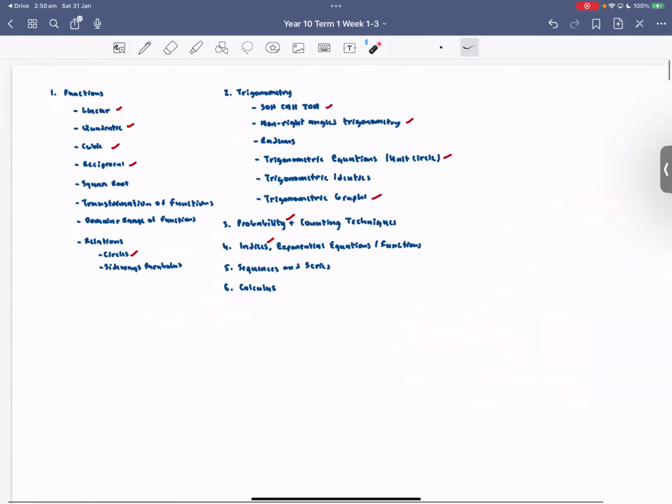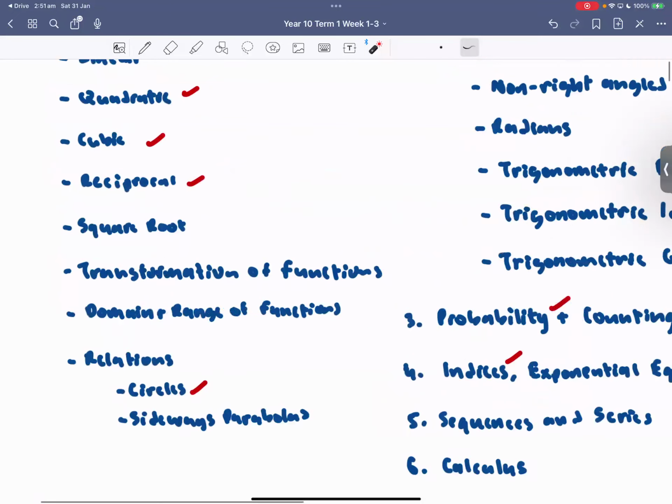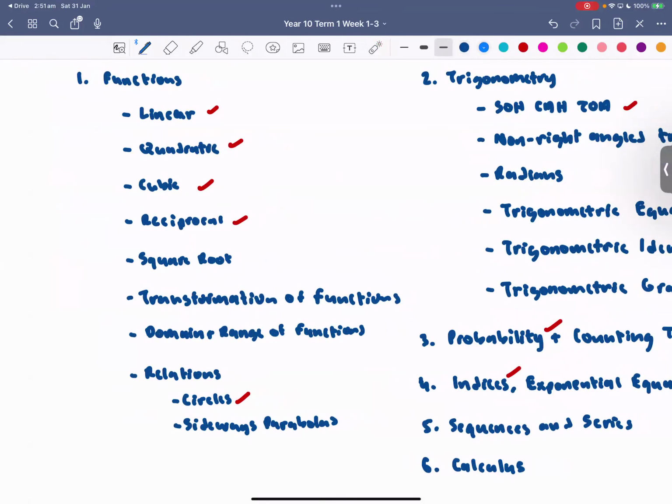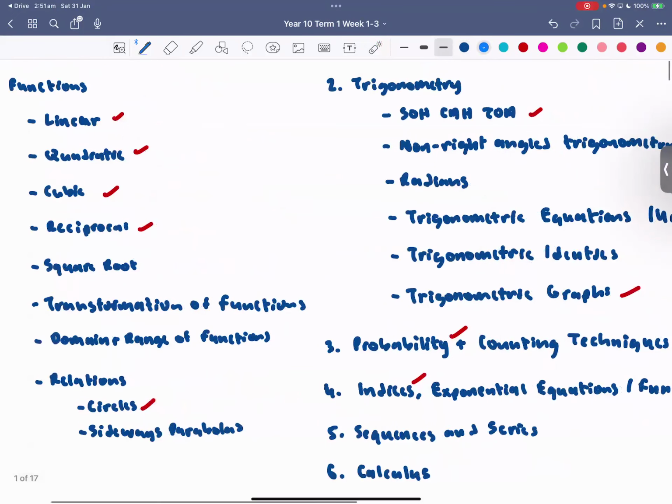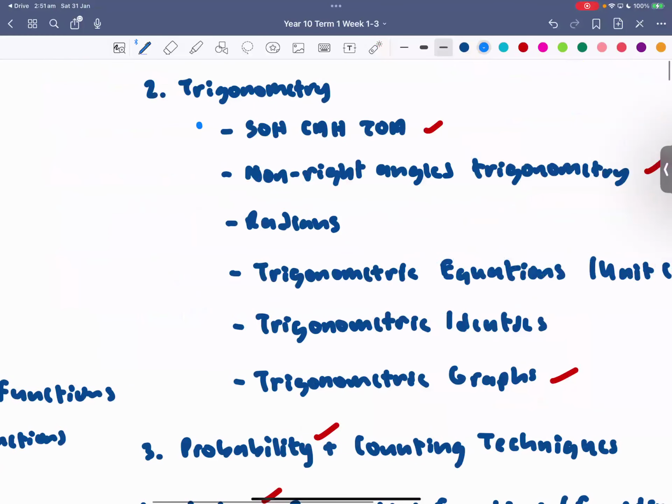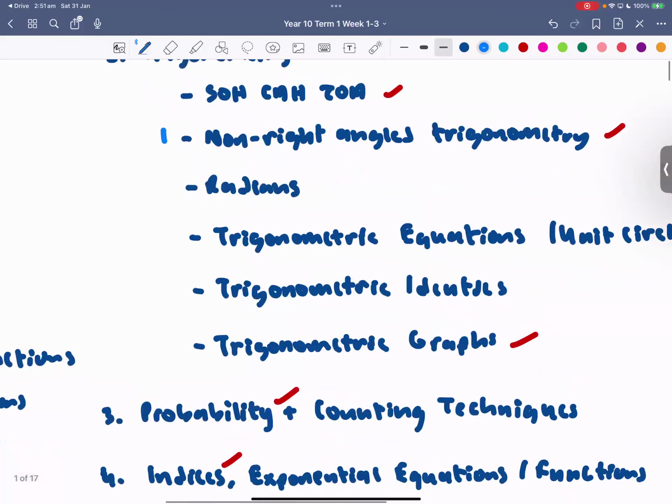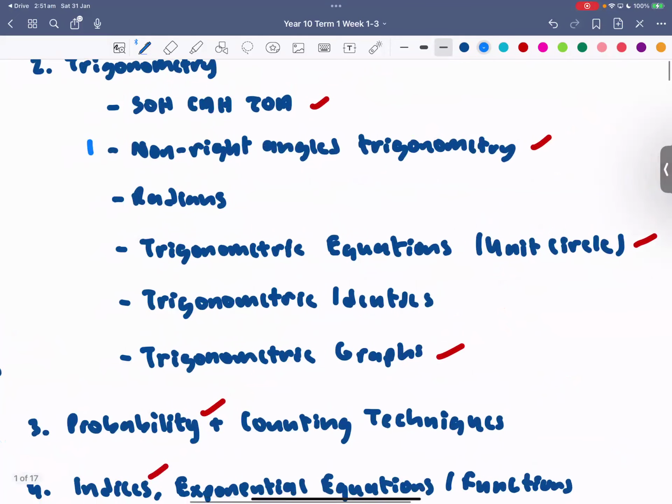Now, when are we doing what? I'm going to highlight the stuff that's being done in term 1 with me. This is being done in term 1 with me in week 1, actually. We're not doing SOHCAHTOA, that's last year. We're doing this today, non-right angle trigonometry. Sorry, we're doing unit circle and radians next week. And then we're doing trig equations and trig identities the week after.